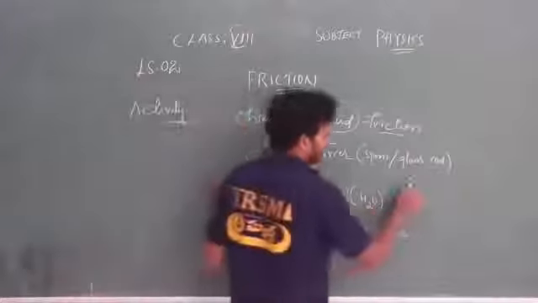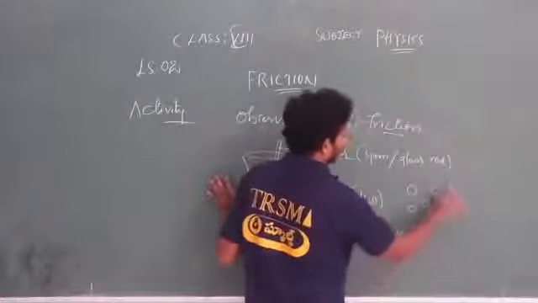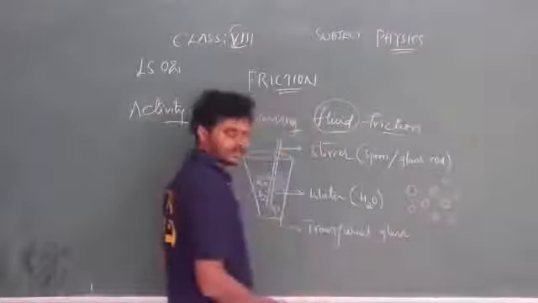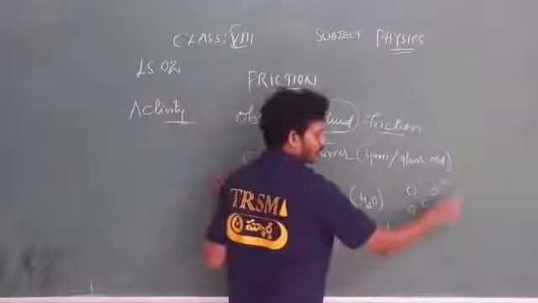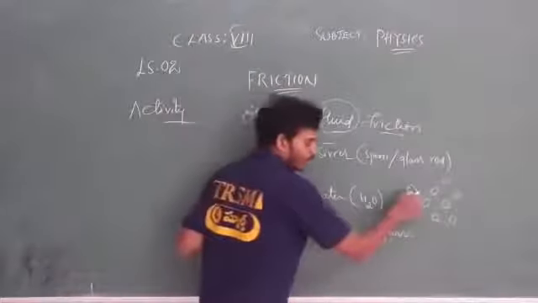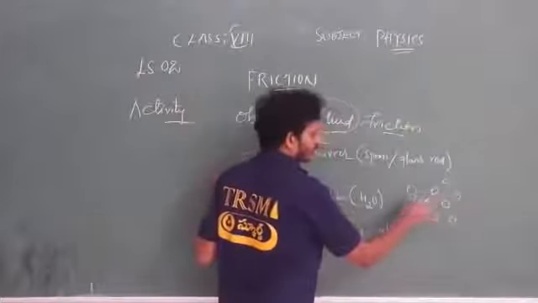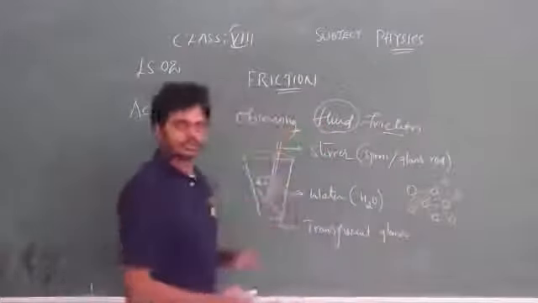We know liquid molecules are far from each other like this. All these are molecules. Each one is said to be a water molecule. There will be a friction between all these molecules.